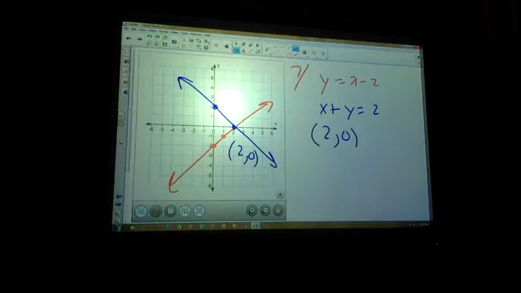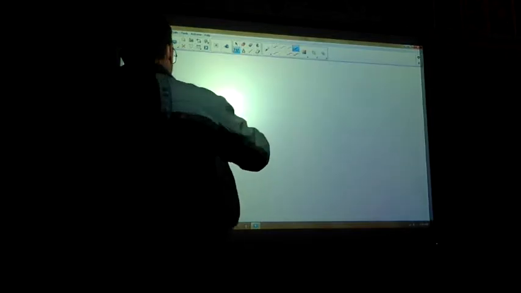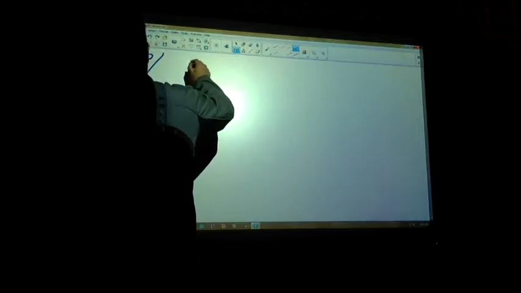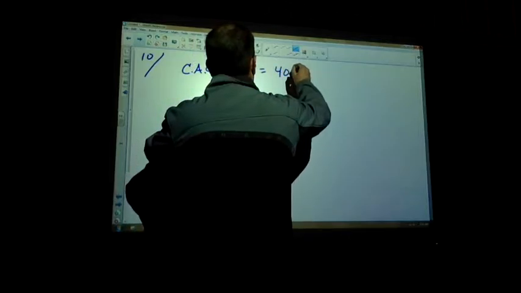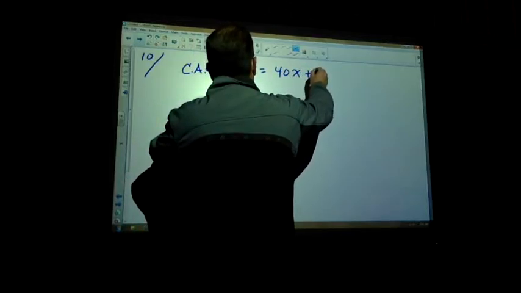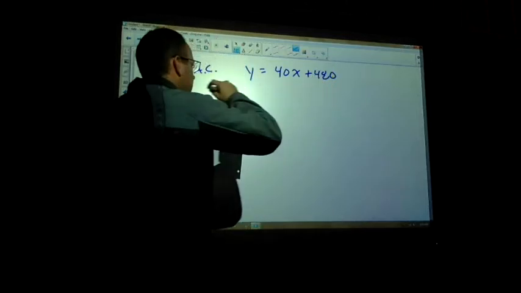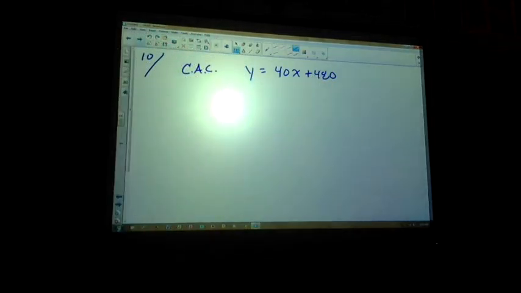Number 10, let's just run through that. Suppose you want to join a gym. Colorado Athletic Club has an initial fee of $480 plus $40 a month. So for Colorado Athletic Club, we have y equals $40 per month plus $480. Does that make sense? So you have to pay $480 no matter what, and then you pay $40 a month every month.